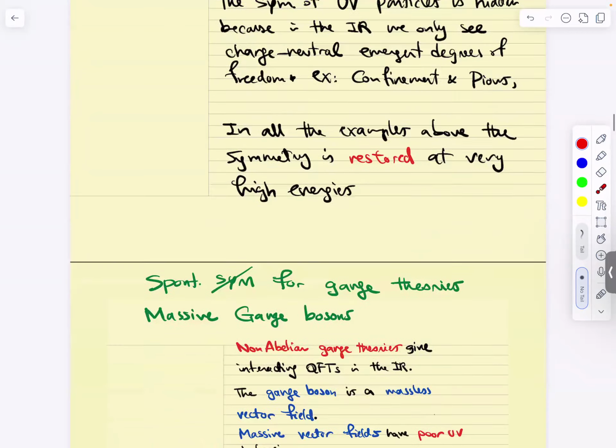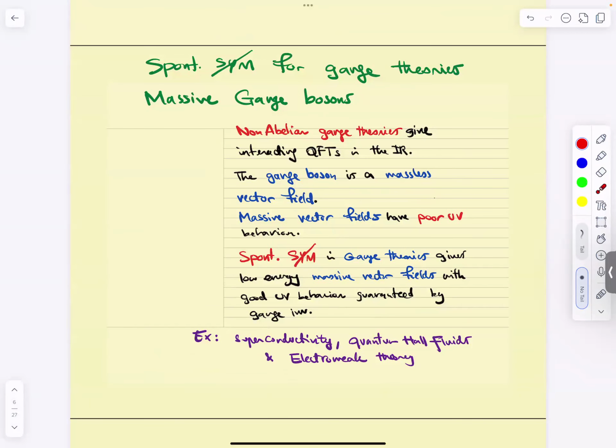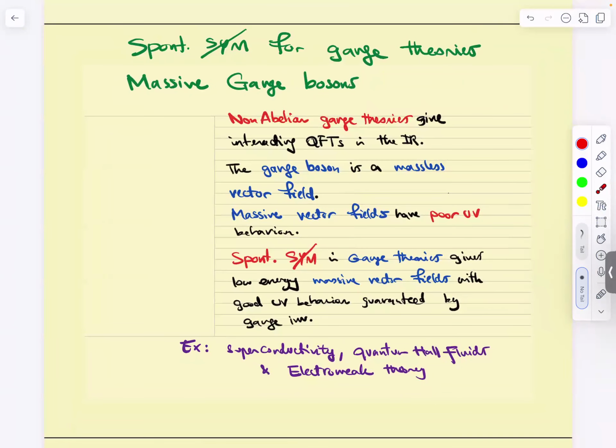But now, what I want to say is the following. What we see in nature is we see massive gauge bosons, or we see massive vector fields. That's what we see, right? Examples of those are the W bosons and Z bosons, right? We see them in nature. And gauge theory is going to struggle to produce that because in non-abelian gauge theories, the gauge boson must be a massless vector field, right?